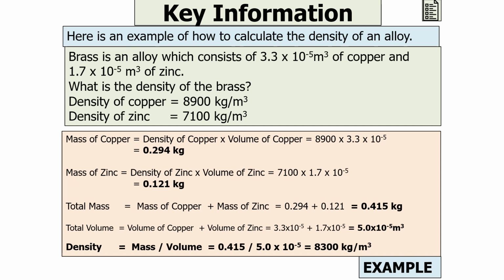The total volume is the total volume of the copper and the zinc, so it's 5 times 10 to the minus 5 meters cubed. So therefore the density is the total mass over the total volume, so it's 8,300 kilograms per meter cubed. And that's how you work out the density of an alloy.